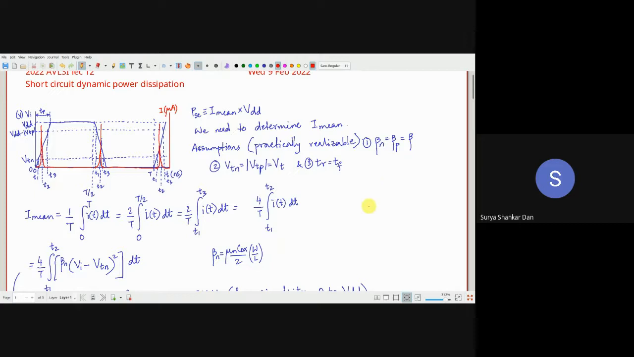Okay, so in many of the papers which you will see, people will be speaking about the average power, reduction in the average power, minimizing the average power. Then some other papers will be speaking about, let us say, minimum static power.